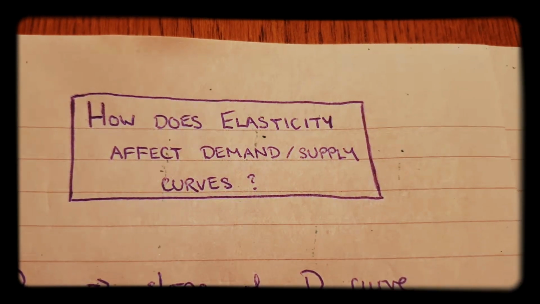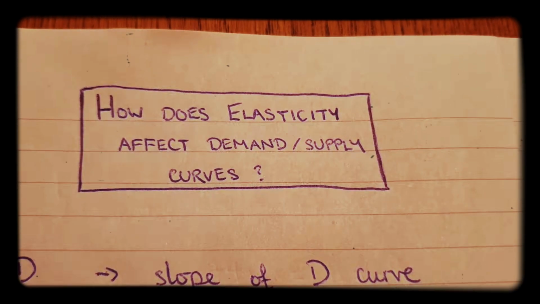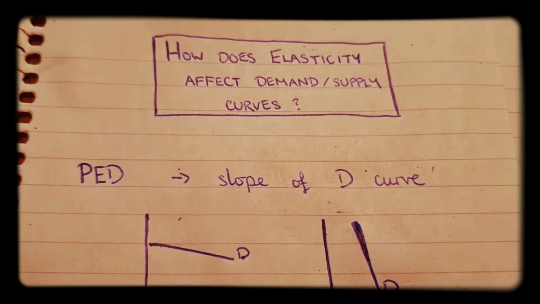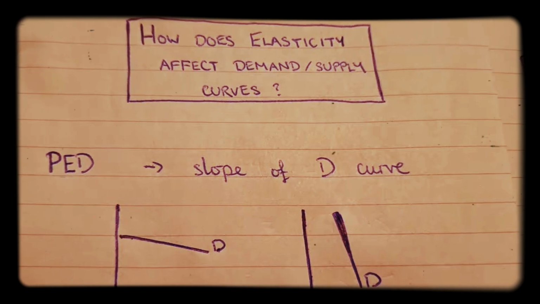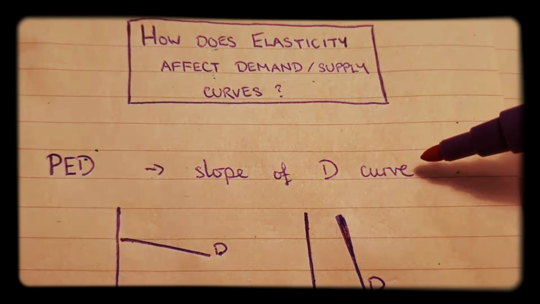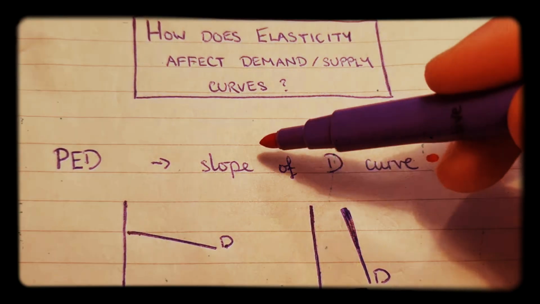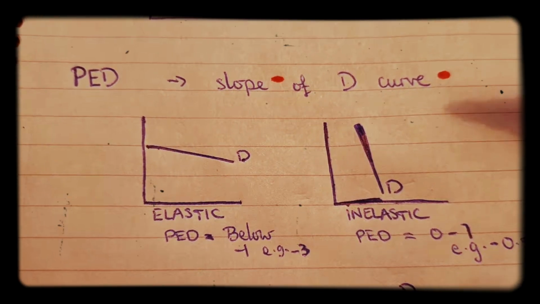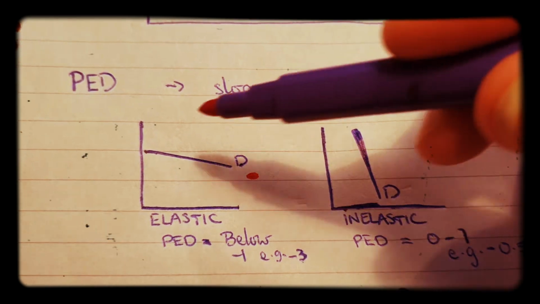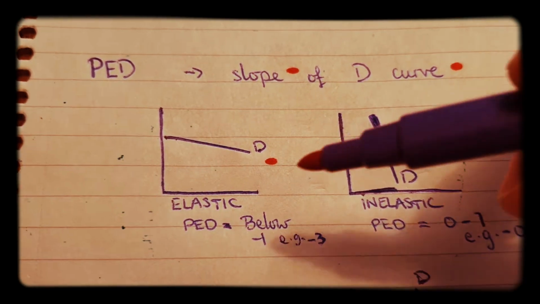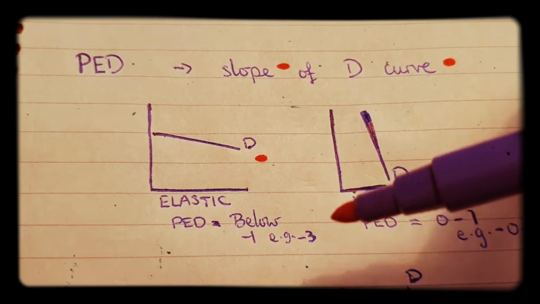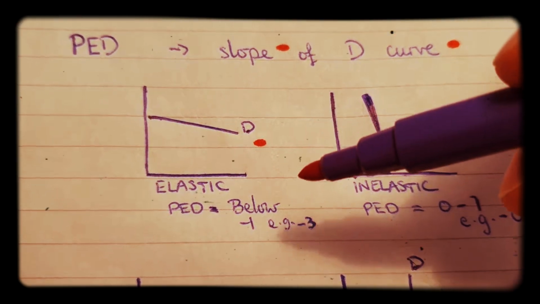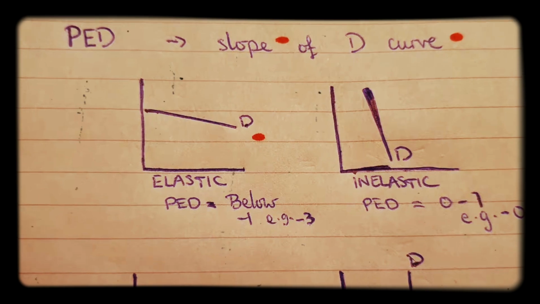In this video, we're going to be looking at how elasticity affects the demand and supply curves. So starting with PED, it affects the slope of the demand curve. For elastic PED, it will be a shallow curve like this. So this could be, for example, PED equals -2 or -3. Basically, it has to be below -1.